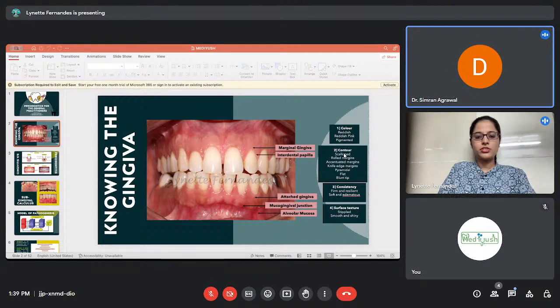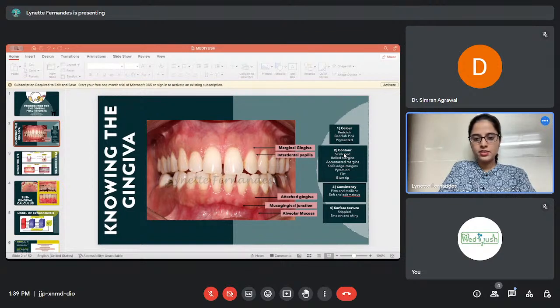So knowing the gingiva, we saw the marginal gingiva, interdental, your attached gingiva, your mucogingival junction, which is this line where the color changes, and below it your alveolar mucosa, which is movable. Since you all could not see the slide, I'll just tell it to you again in brief: marginal, attached, mucogingival junction, movable gingiva.